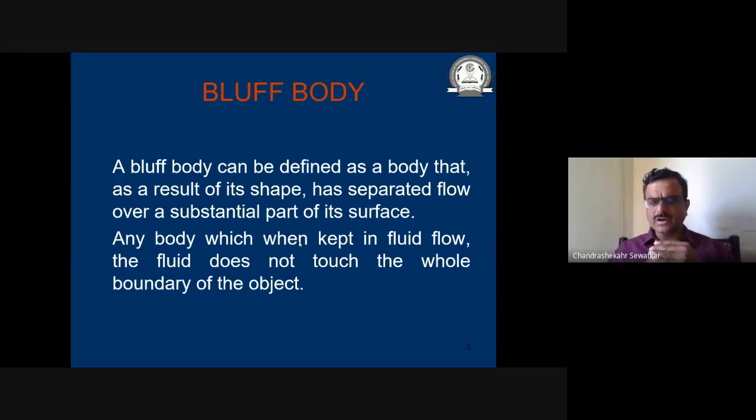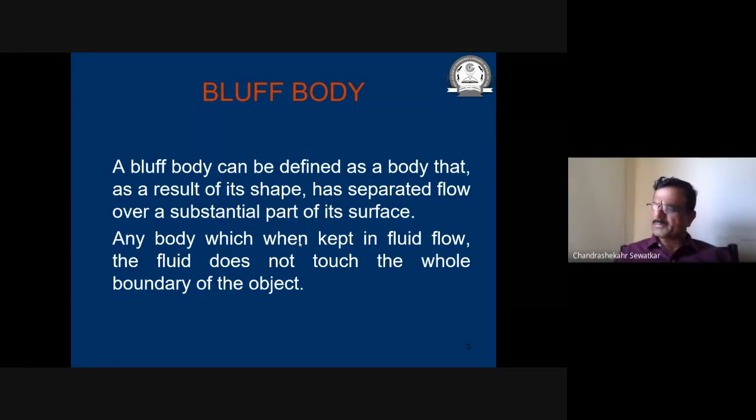You must have seen a car running on the road. At the back end of the car, sometimes there is a flap provided. That flap actually helps to have a better separation, and that helps to reduce the drag which is experienced by the car. Drag is nothing but the resistance to its motion. So essentially, the body is said to be bluff when the separation is over a large part of the surface of the body.